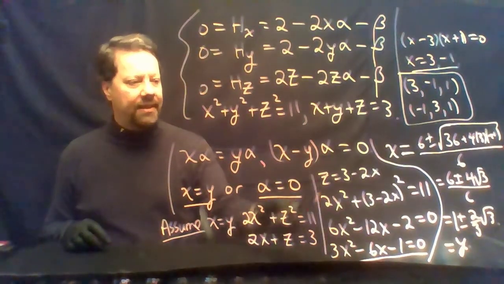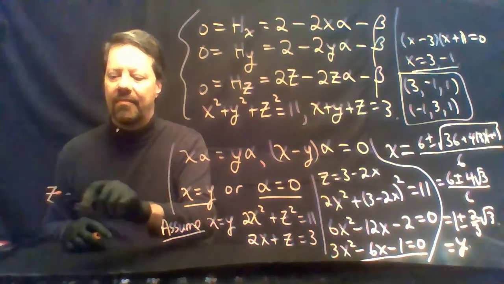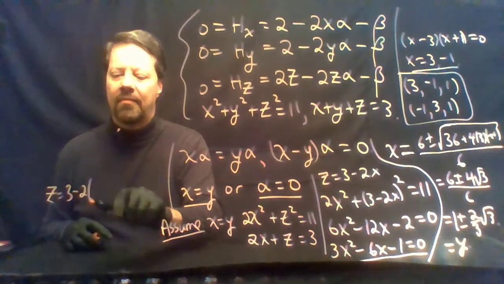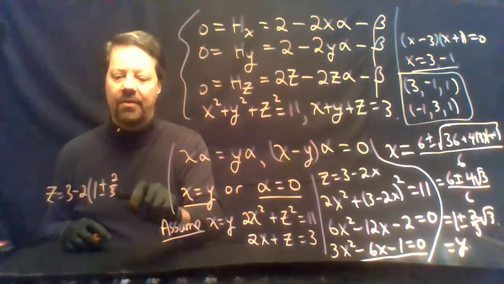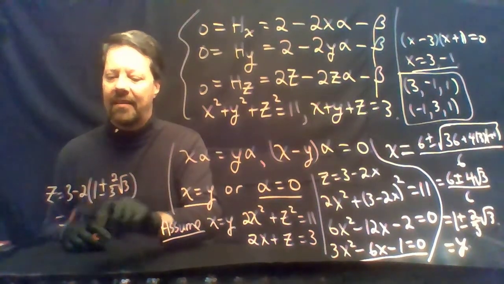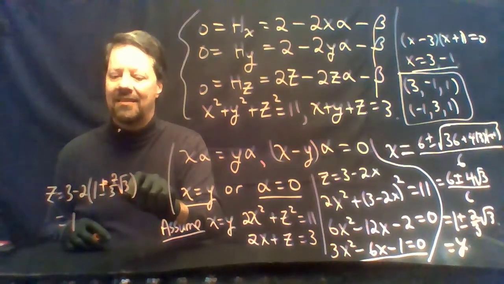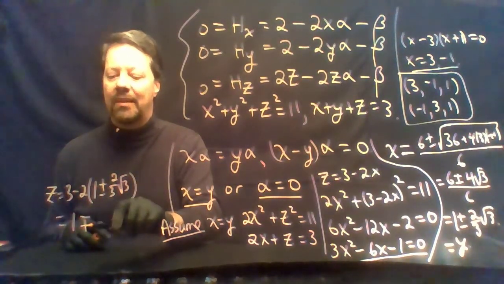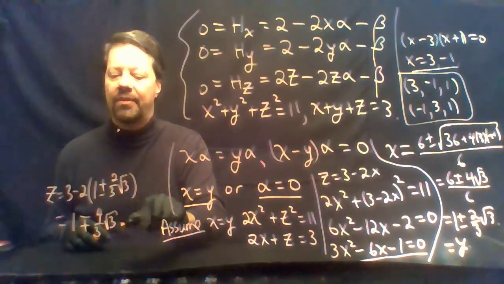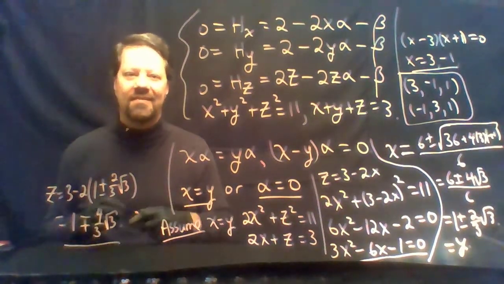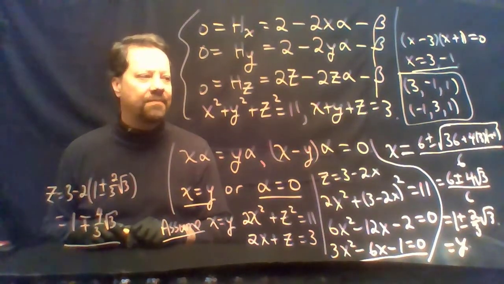The z-coordinate is determined by z equals 3 minus 2x. 3 minus 2 times 1 plus or minus 2/3 root 3. We'll have 3 minus 2 is 1. When we subtract a plus or minus, we get a minus or plus. We'll have 4 over 3 root 3 for the z-coordinates. We end up with 2 critical points.